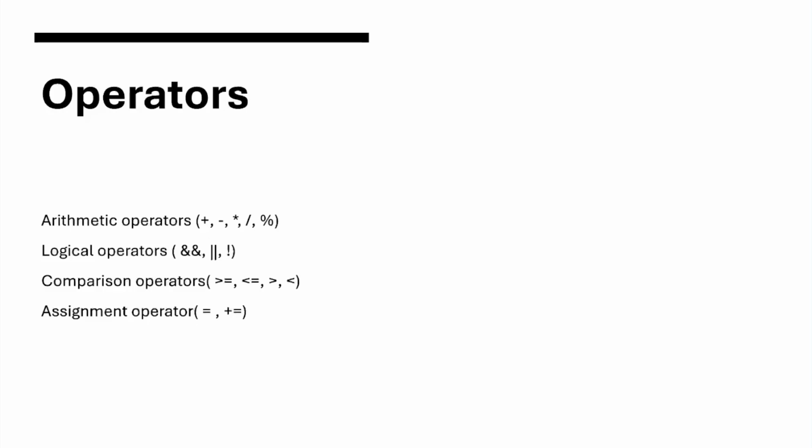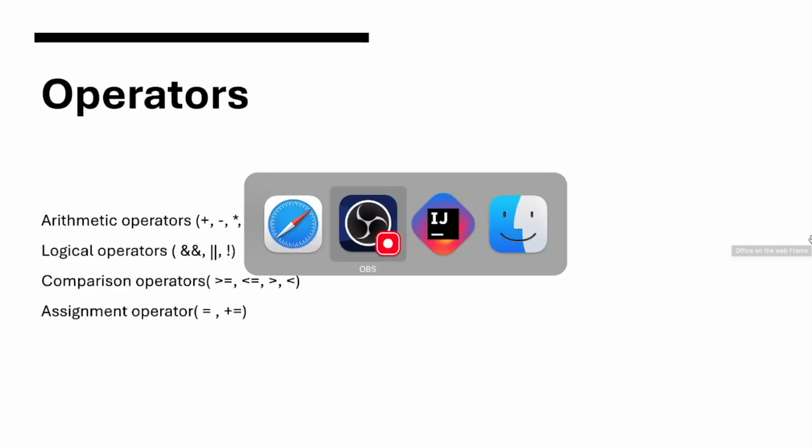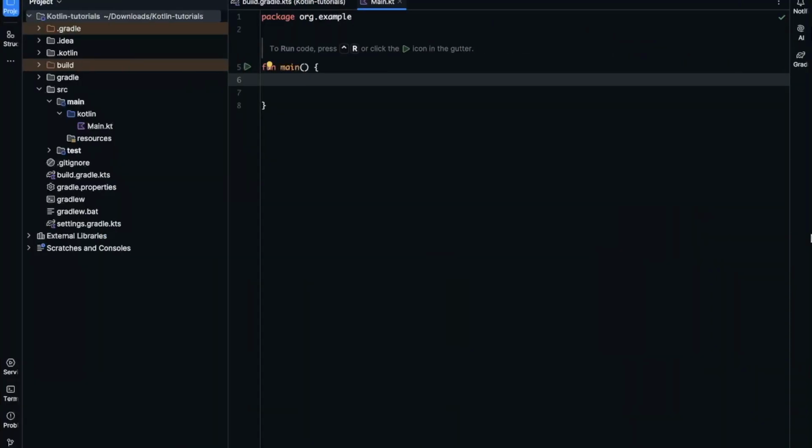Okay, now let's discuss assignment operators. It's an important one. They are used to assign values to a variable. Okay, so we will go to the code and we will check some code related examples.